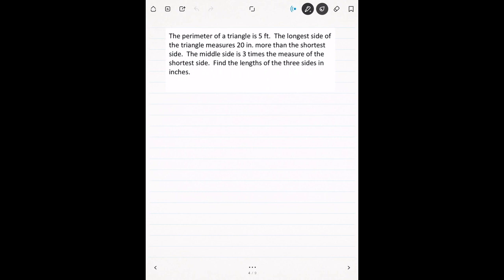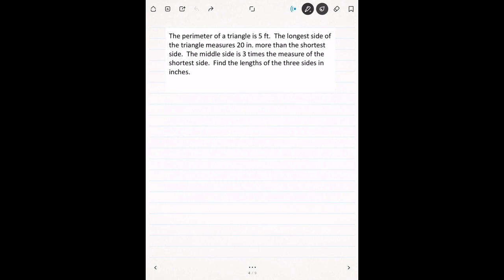Now in this problem, we're taking a look at the perimeter of a triangle. And we're saying that this perimeter is 5 feet. The longest side of the triangle is 20 inches more than the shortest side. And the middle side of the triangle, or I should say the medium size of the side of the triangle, is 3 times the measure of the shortest side. Find the lengths of the 3 sides of the triangle in inches.